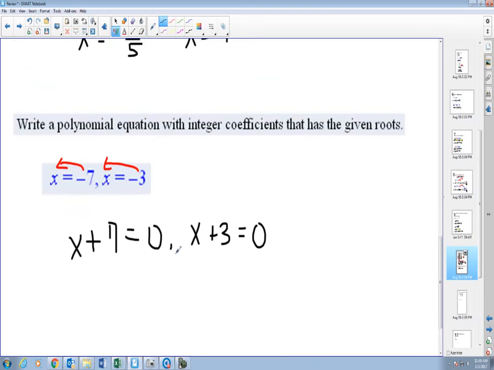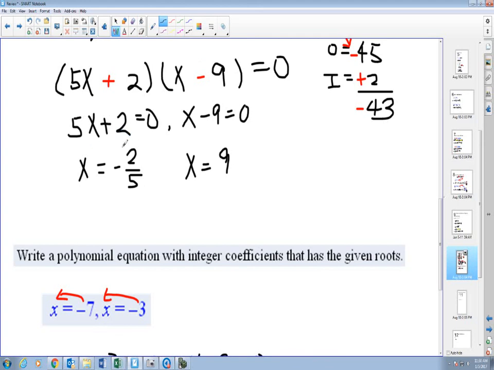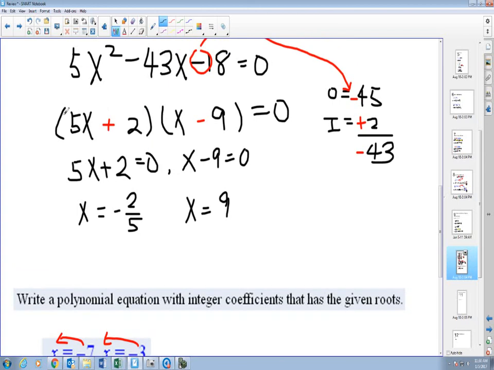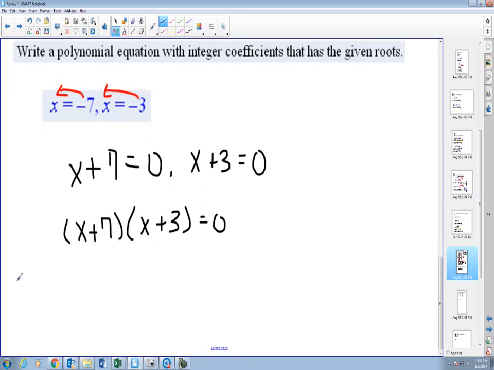Okay, so think about the previous problem. Where were the 5x plus 2 at before I said equal to 0? They were inside the parenthesis in the factor form. So I will do the same thing here. I will actually put my x plus 7 and the x plus 3 back into the factored form and set it equal to 0. So now I just multiply this thing out and I will have my polynomial.